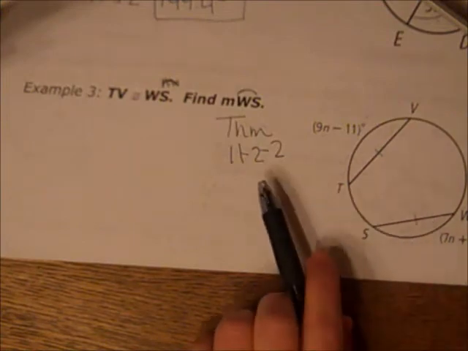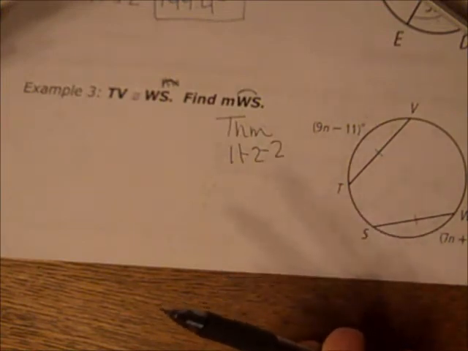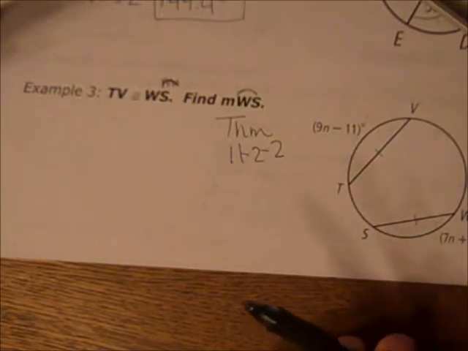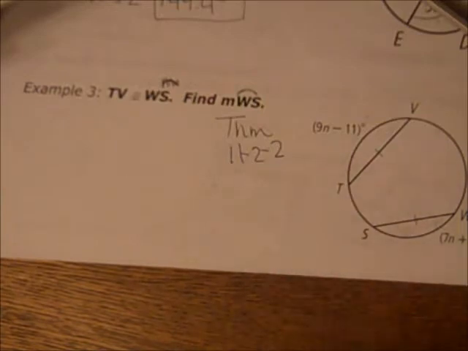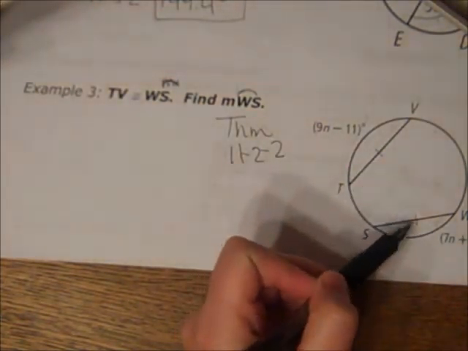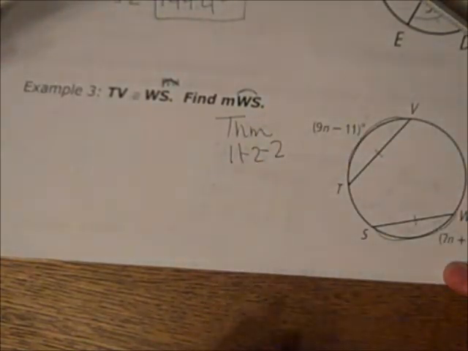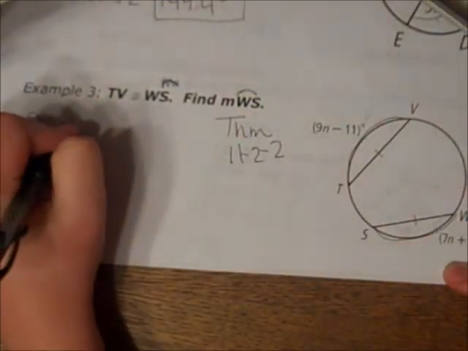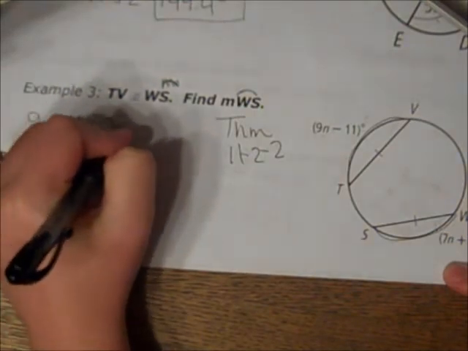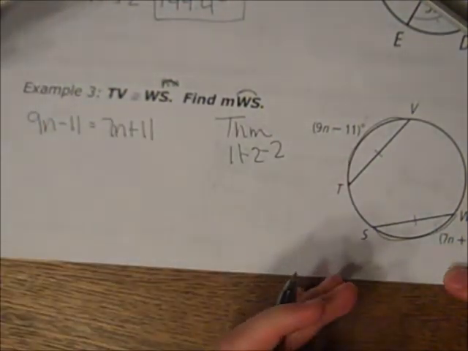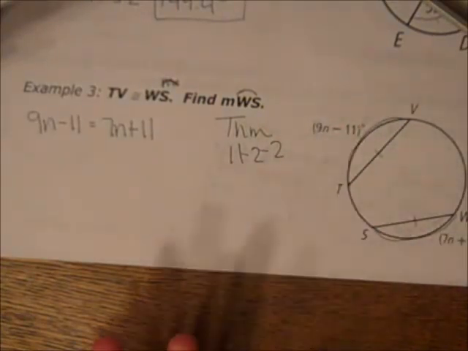So this is theorem 11.2.2, which is on page 757, and you need to go over that and read that. But basically what it says, no matter which two you have, a central angle, a chord, or an arc, if you have two that are congruent, then the following two will have to be congruent. So in this case, we have two chords that are congruent, which means the two arcs that they bound will also be congruent. So I can set 9n minus 11 equal to 7n plus 11, because I know if the chords are congruent, then so must be the arcs.